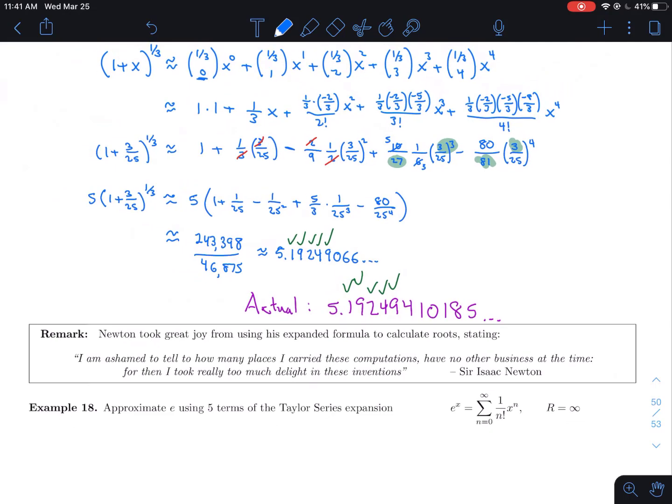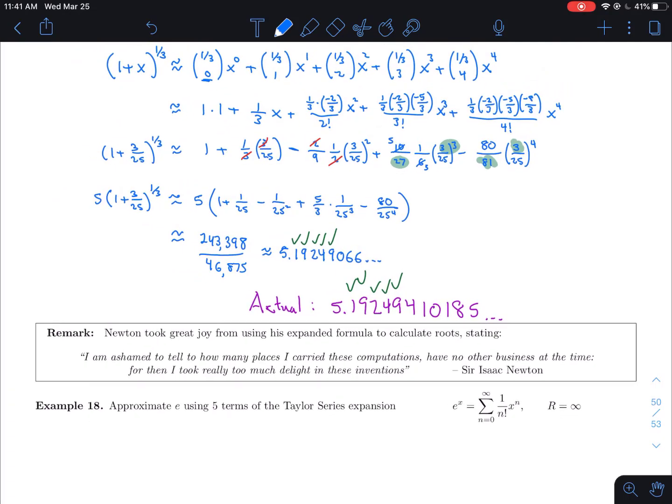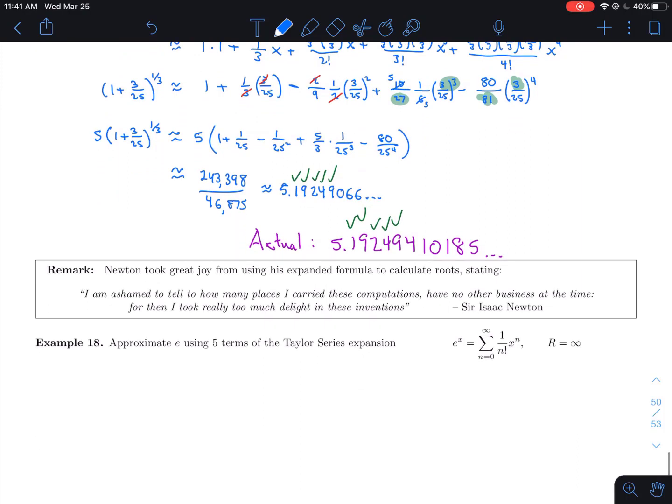And so again, these binomial things, these are all thanks to Sir Isaac Newton. And so I have a quote that I was able to find online regarding these things. So he said, "I'm ashamed to tell you how many places I carried these computations, having no other business at the time. For then I took really too much delight in these inventions." So yes, Newton really enjoyed how fast you were able to do some of these approximations, much faster than some of the older methods, and certainly this brute force method that I had.